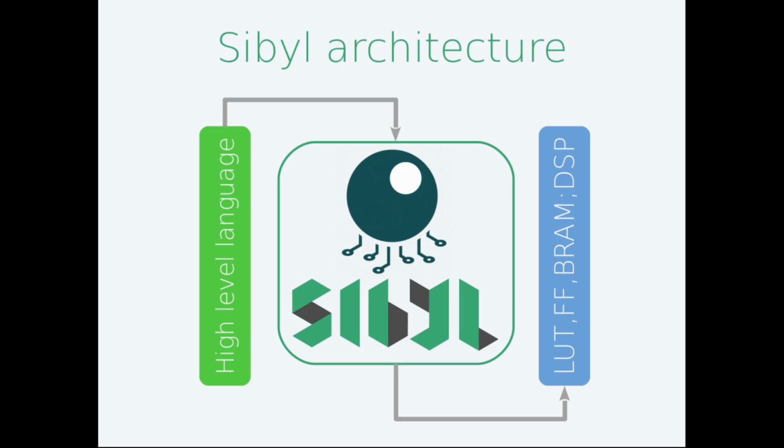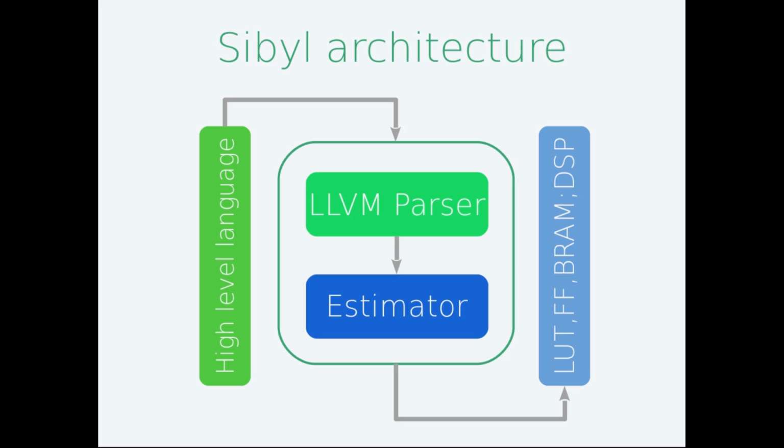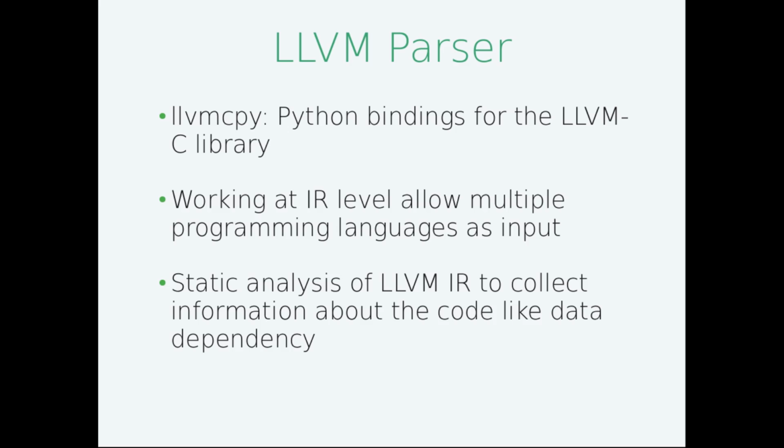Regarding the architecture of Sibyl, as I have just mentioned, there are two main blocks, the LLVM parser and the estimator. As for the parser, we used llvmlite, a Python binding of the C library of LLVM. What we do is get an intermediate representation generated with LLVM and extract the necessary information, such as the number of operations, dependencies, and so on. This gives us the advantage of allowing the developer to use a variety of programming languages.